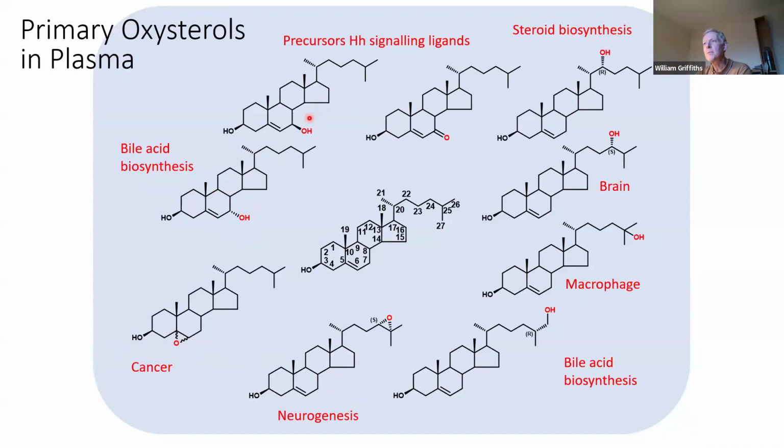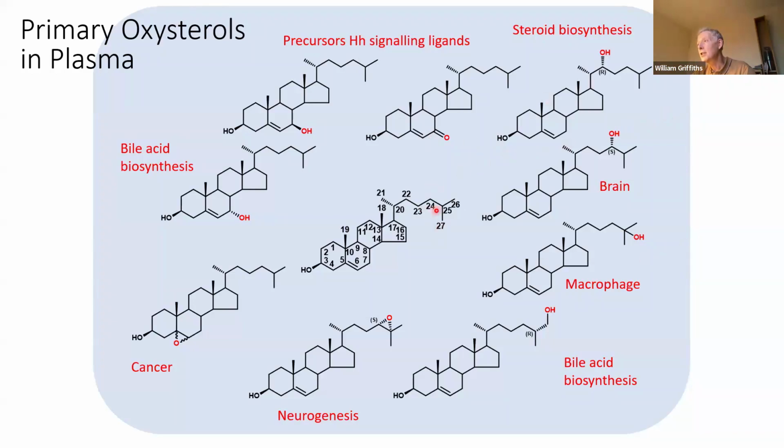And at the top, we've got 7-beta-hydroxycholesterol and 7-oxocholesterol. These are precursors of hedgehog signaling molecules. So you can see there are a lot of these molecules, a lot of isomers, and in fact, all these I show you here are biologically active. These are what I would call primary oxysterols, where you've got one stage of oxidation, but then you've got the secondary oxysterols, where you can have a further step of oxidation.